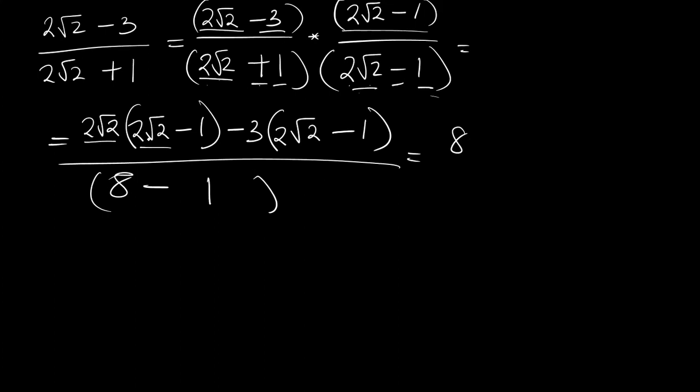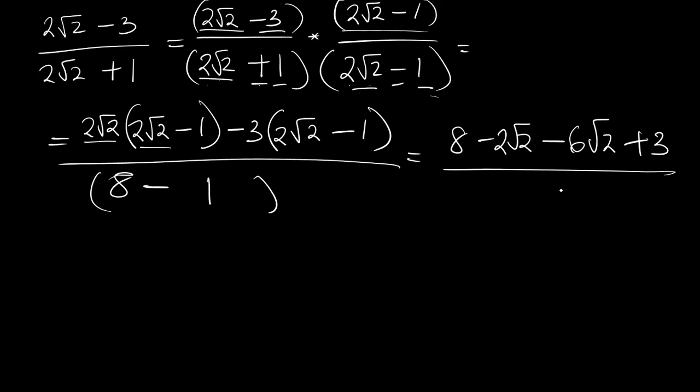Now 2 root 2 times minus 1 will give you minus 2 root 2. Minus 3 times 2 root 2 will give you minus 6 root 2. Minus 3 times minus 1 will give you plus 3. Now you have here to be what? 7. 8 minus 1 is 7. So you will now add this plus this. They are like terms. They are similar. So 8 plus 3 is what? 11.